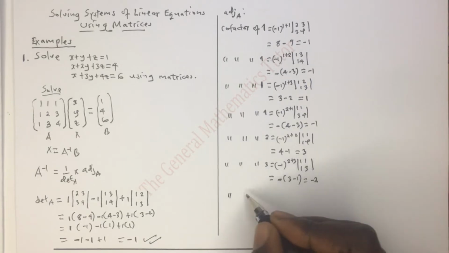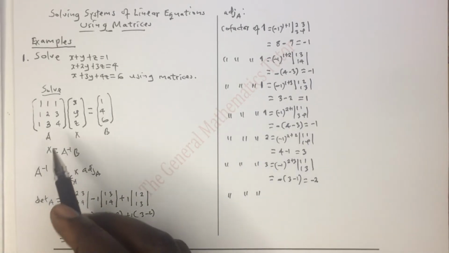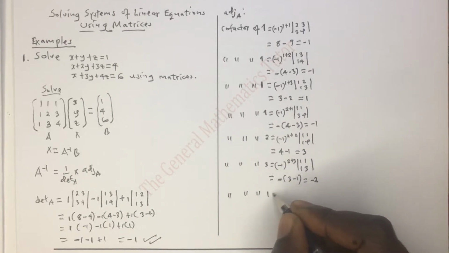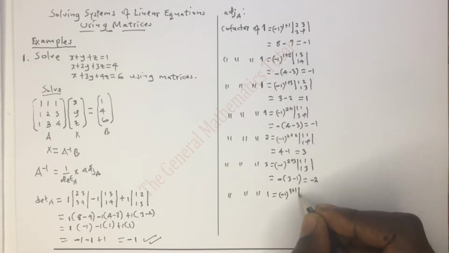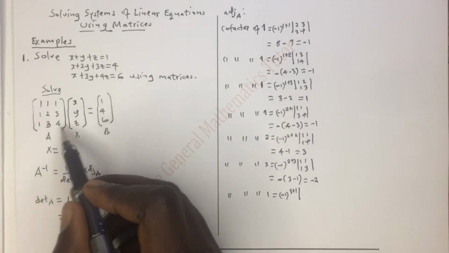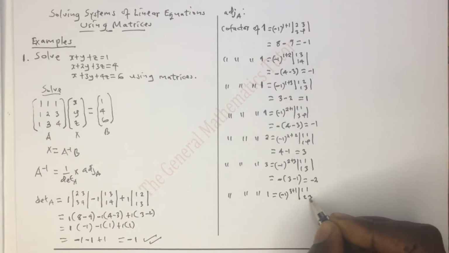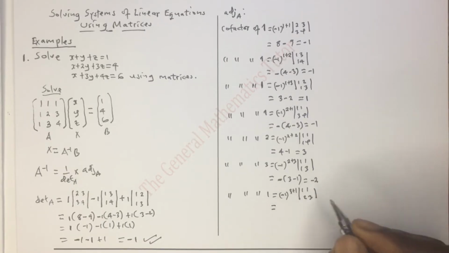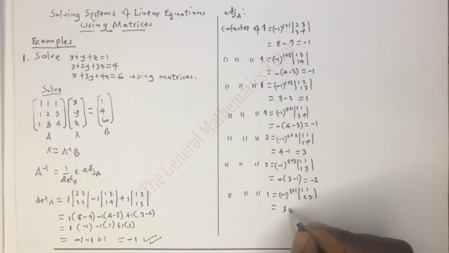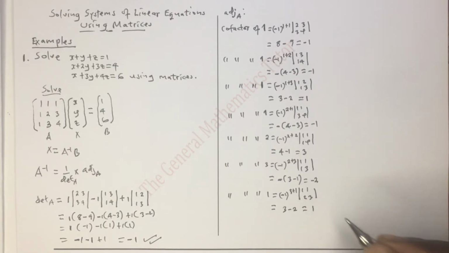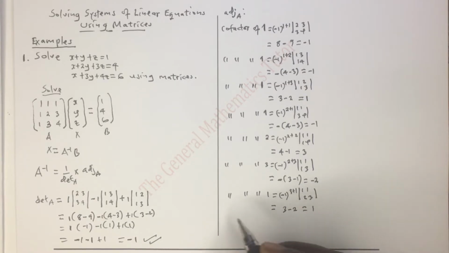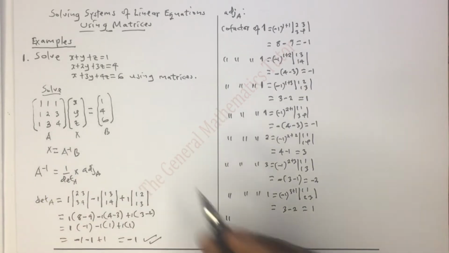Then you look for the cofactor of the next element. The next element is 1. So 1 is in row 3, column 1. And when you cover its row and its column, you're left with 1, 1, 2, 3. So you can work this out. This is even, so there is no negative. So we have 1 times 3, that is 3 minus 2. So that is 1.